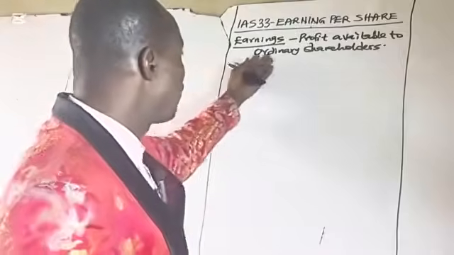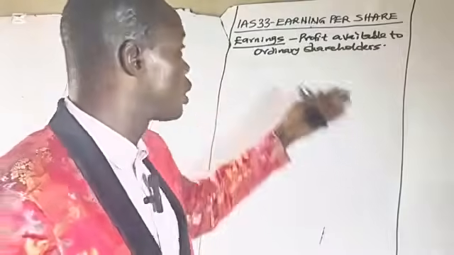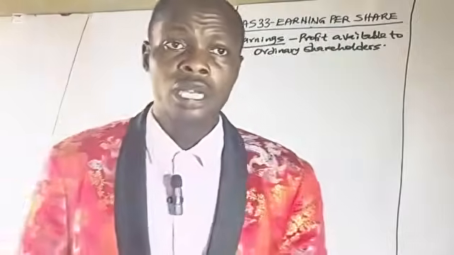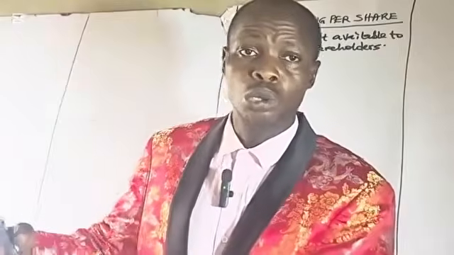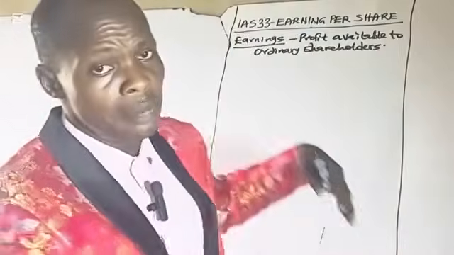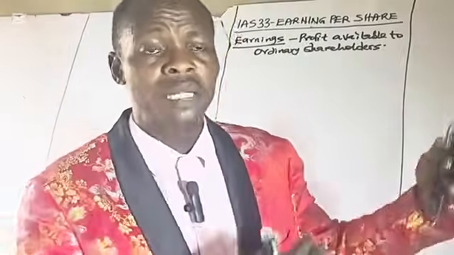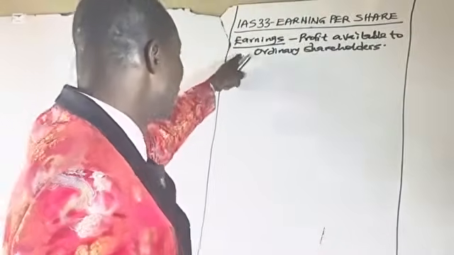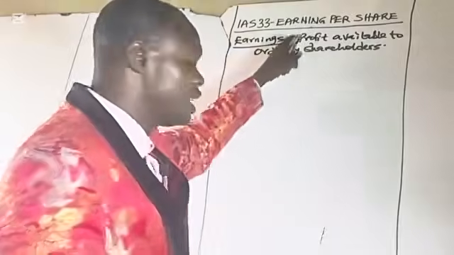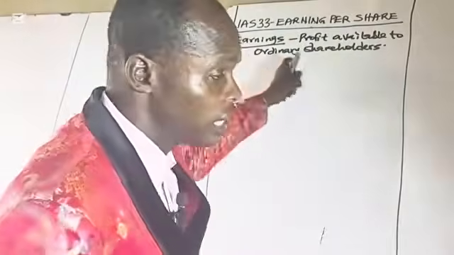To get the profit available to the ordinary shareholders, the interest due to loan providers will have been deducted, and the dividend due to preference shares will have been deducted, before you can arrive at earnings available to ordinary shareholders.